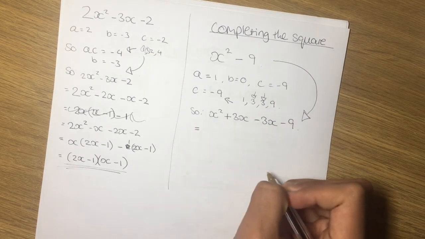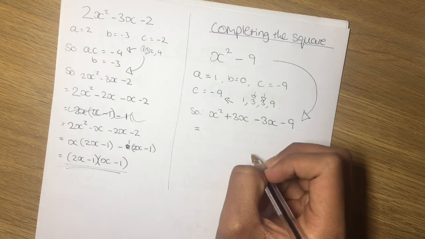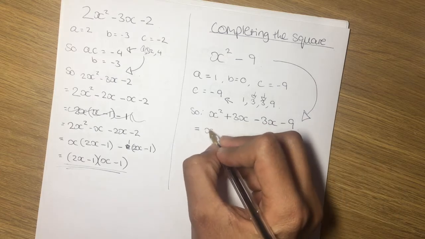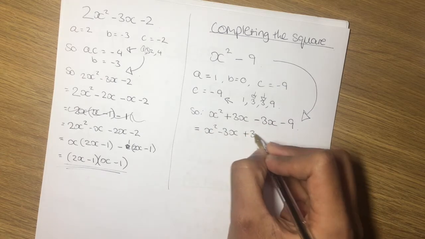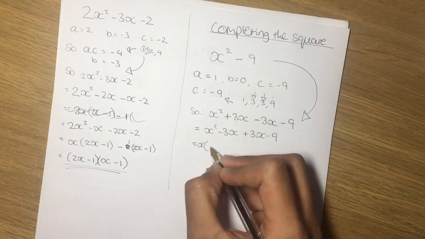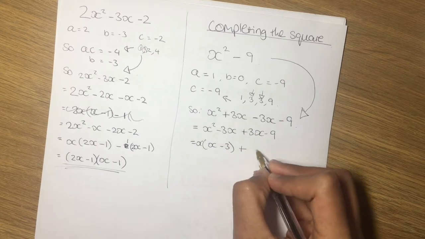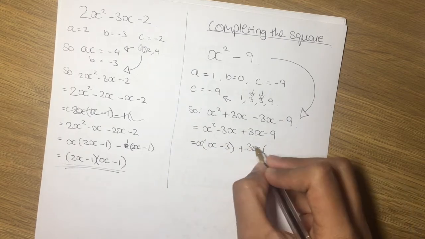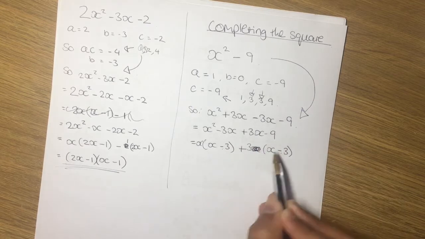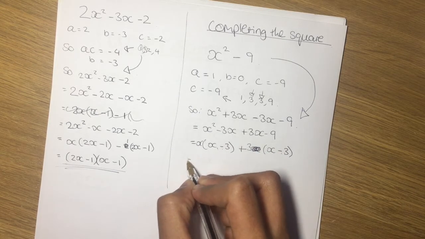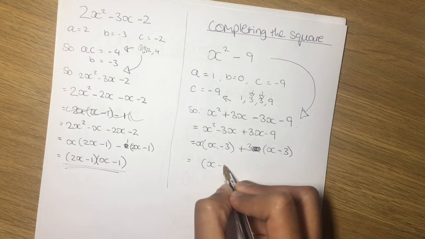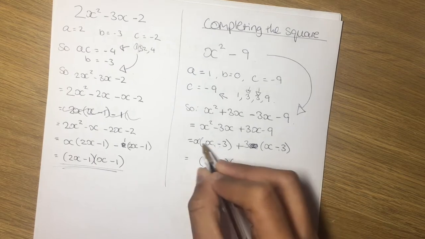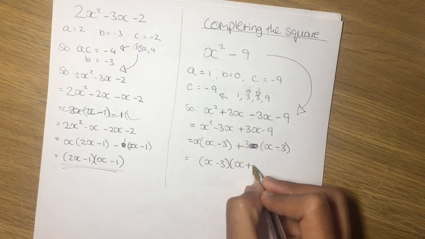And then what we do is we just factorize linearly like we did before. So we're going to do x squared minus 3x plus 3x minus 9, and then x into x minus 3 plus 3 into x minus 3. Now note the x minus 3 is common on both brackets, so we've done it correctly. So all we do is get that x minus 3 and everything outside, we just put it into the other bracket. So here we have x minus 3 and x plus 3.